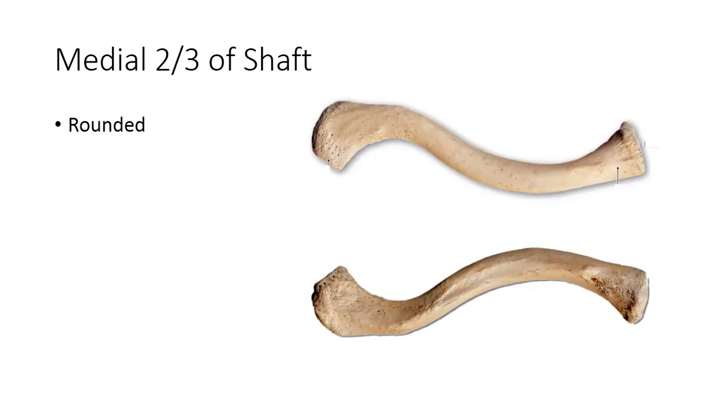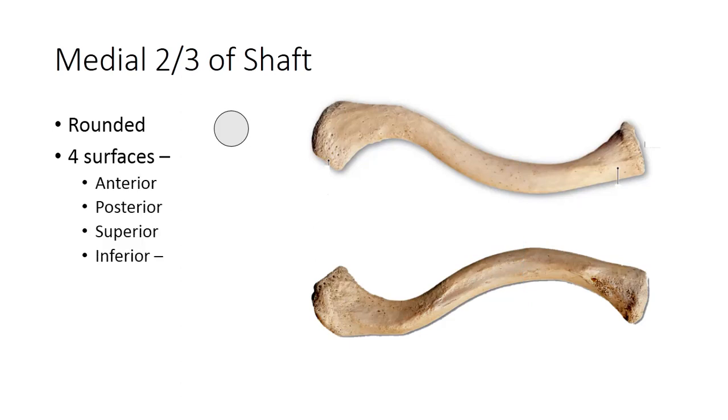Now the medial 2/3 of the shaft, on cut section, is nearly round. So if we take a cut section over here, it looks like a round structure. It has four surfaces: anterior, posterior, superior, inferior. So in this round structure, anteriorly there is the anterior surface, posteriorly the posterior surface, superiorly the superior surface, and inferiorly the inferior surface.